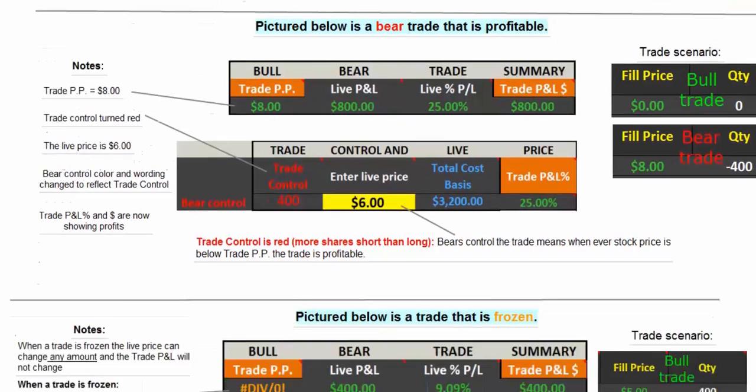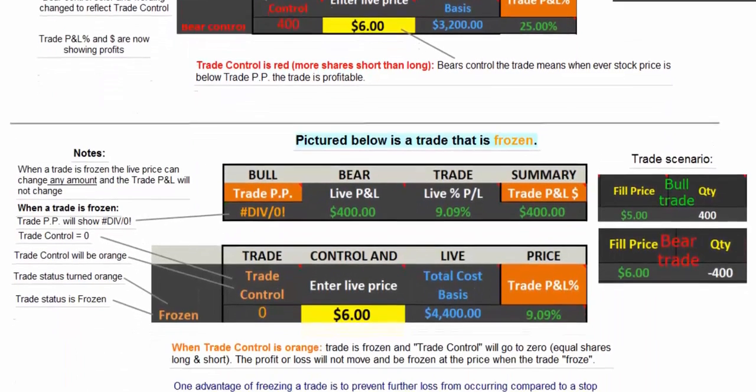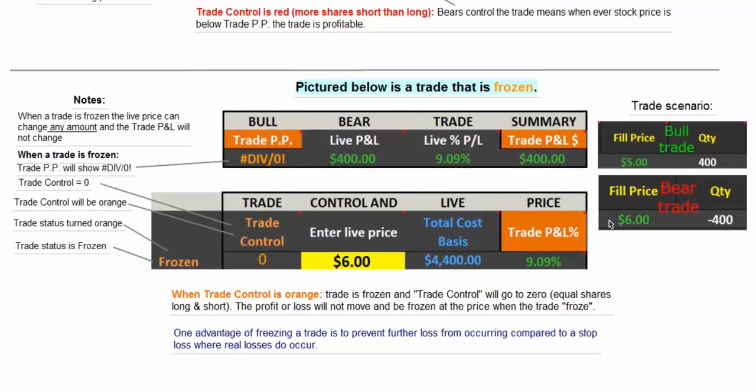And the last scenario is when a trade is frozen. If we note here, it doesn't matter the price as long as the quantity of shares on the bull trade and the bear trade are even. They cancel each other out basically. So we're 400 shares long and 400 shares short. So when that happens, the trade profit point will show #DIV/0!, which is just what Excel shows. A divide by 0 error means no sell value.